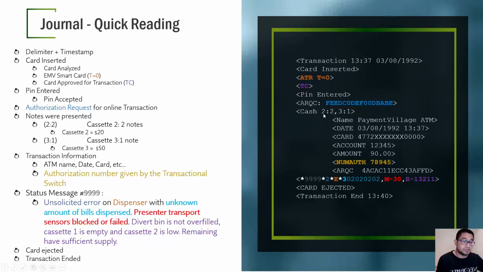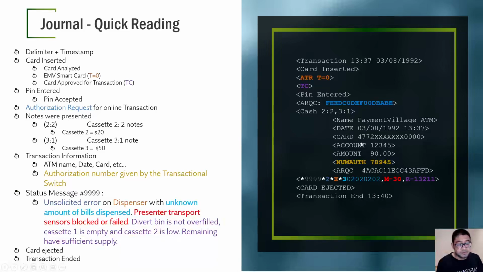Then we see that the cardholder entered the PIN. We have the RQC, and we have the cash notes here, 2231. This means, for example, in many examples for the Diebold 911, 912, I have seen this, that from cassette 2, 2 notes were dispensed, and from cassette 3, 1 note was dispensed. And if we know that in cassette 2 we have the currency of $20 and in cassette 3 we have the currency of $50, well, we already know just because of this line that the amount dispensed was $90.